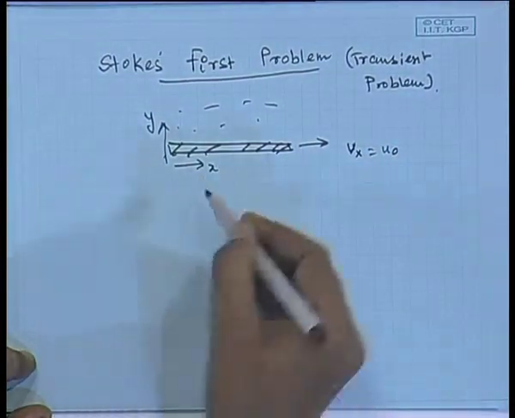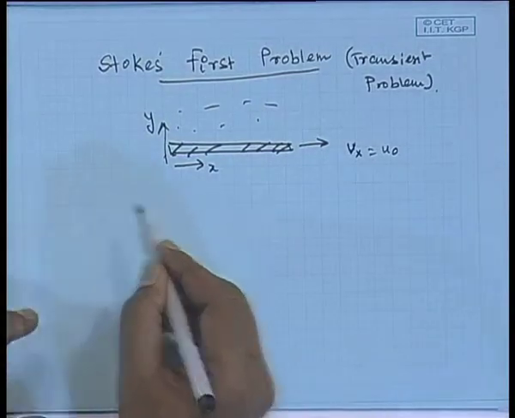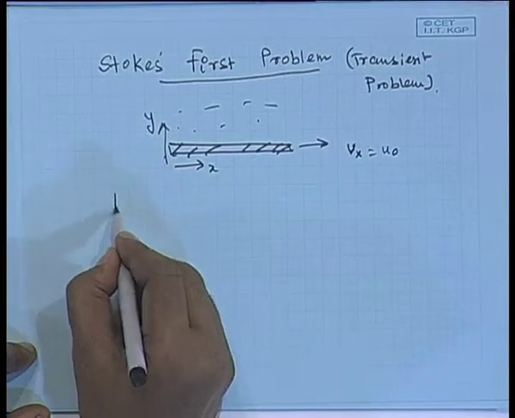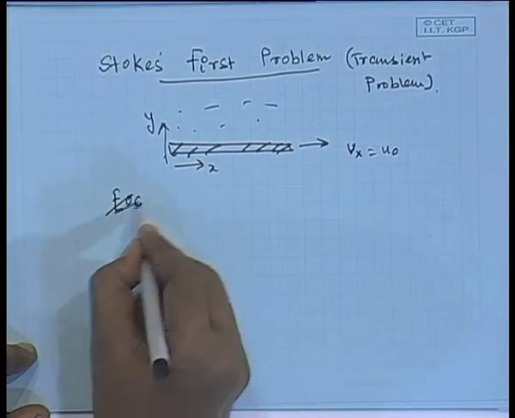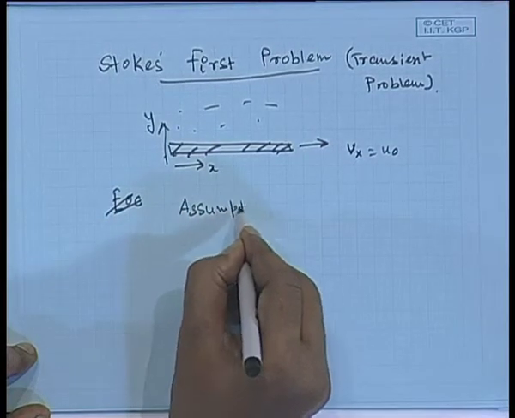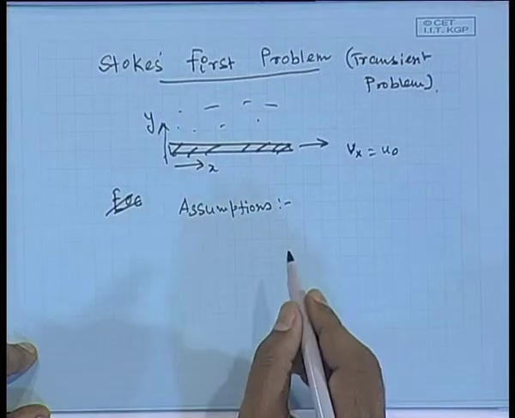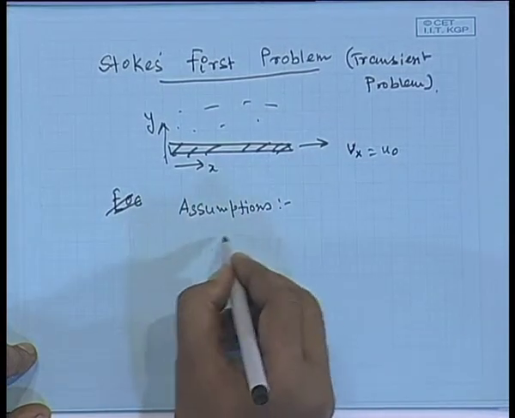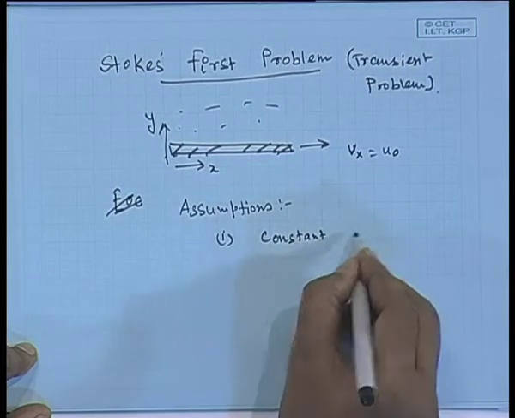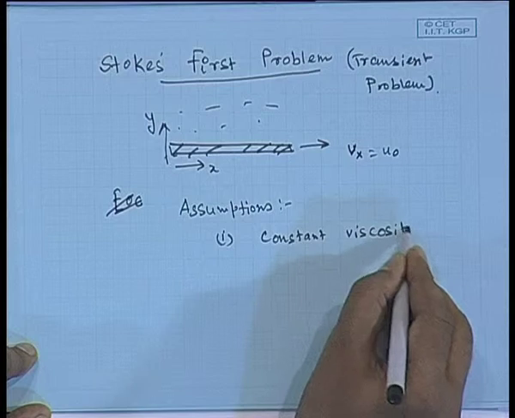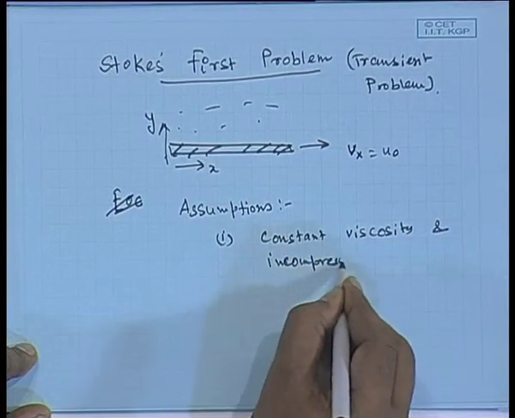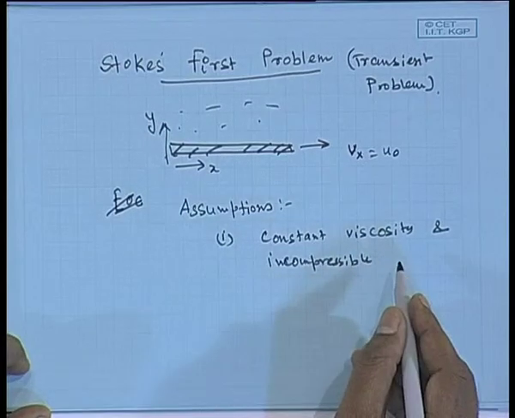Viscous forces are present. So, to attempt this problem, as we have discussed previously also, you have to write down the equation of continuity. First, you have to write down all the assumptions involved. Let us jot down the assumptions. The first assumption is constant viscosity, and it is an incompressible fluid, a liquid. So it is incompressible, that means rho is constant.